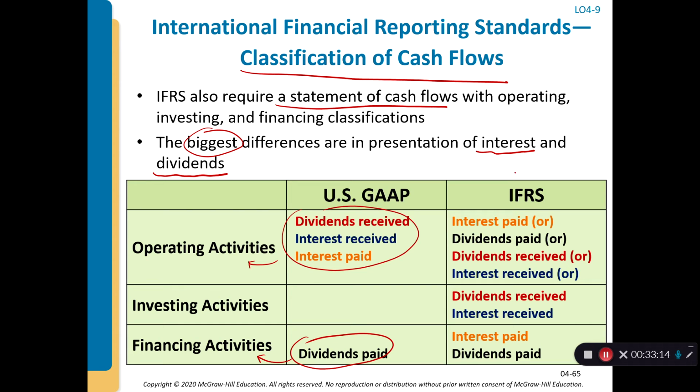However, IFRS is much more flexible. In other words, interest paid can be considered an operating or financing activity. Dividends paid can be considered an operating or financing activity. However, dividends and interest received can both be considered operating or investing activities. So IFRS is much more flexible in categorizing financing, operating, and investing cash flow presentation.